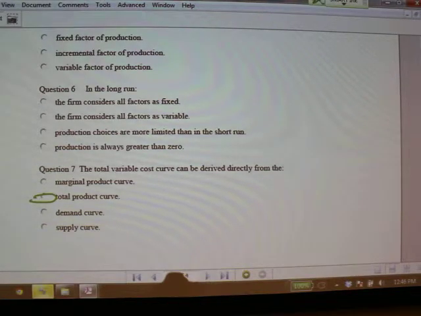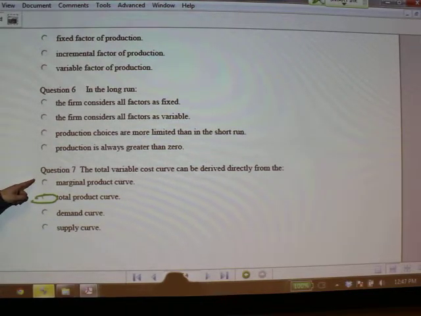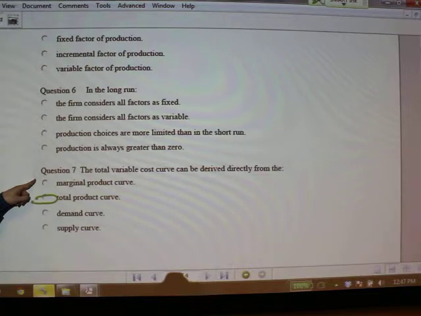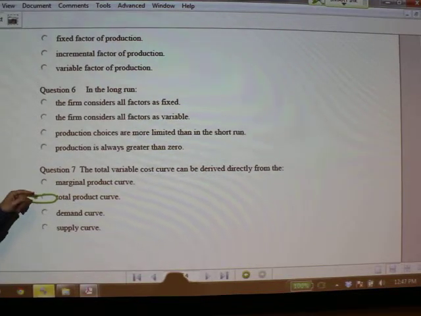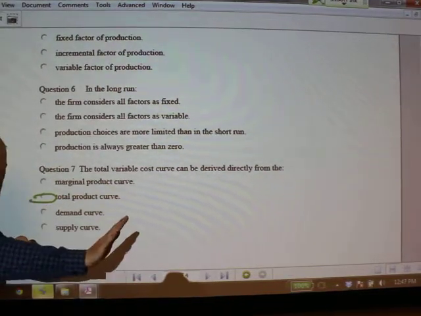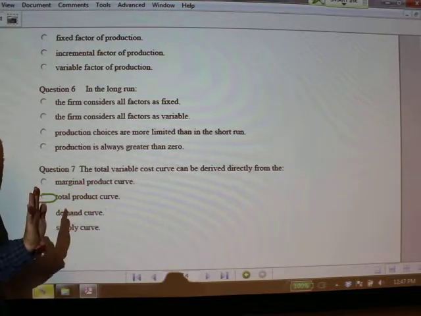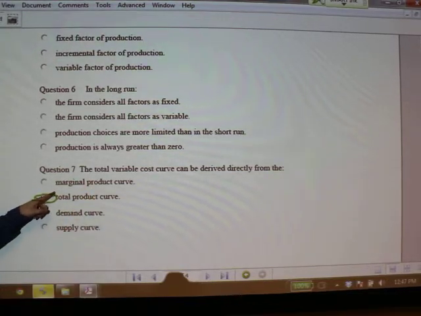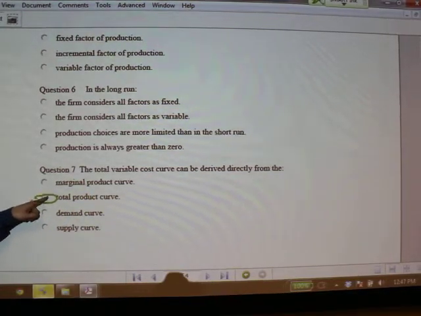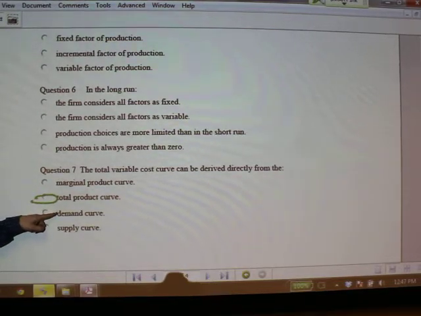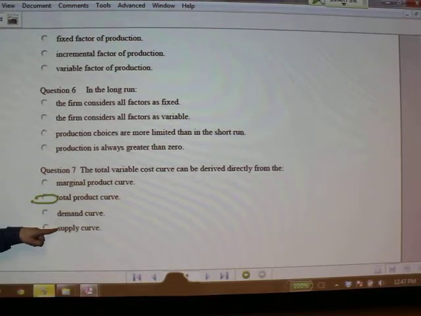You could probably get pretty close from the marginal product curve, because you could probably construct a total product curve from the marginal product curve, right? In other words, you go backwards from marginal product to total product, just like you can go from total product to marginal product. But it would be harder, so this would be a better answer than this one. This one we already said is wrong. And this we haven't even connected yet to costs. We'll do that after the midterm. So this is the best answer.